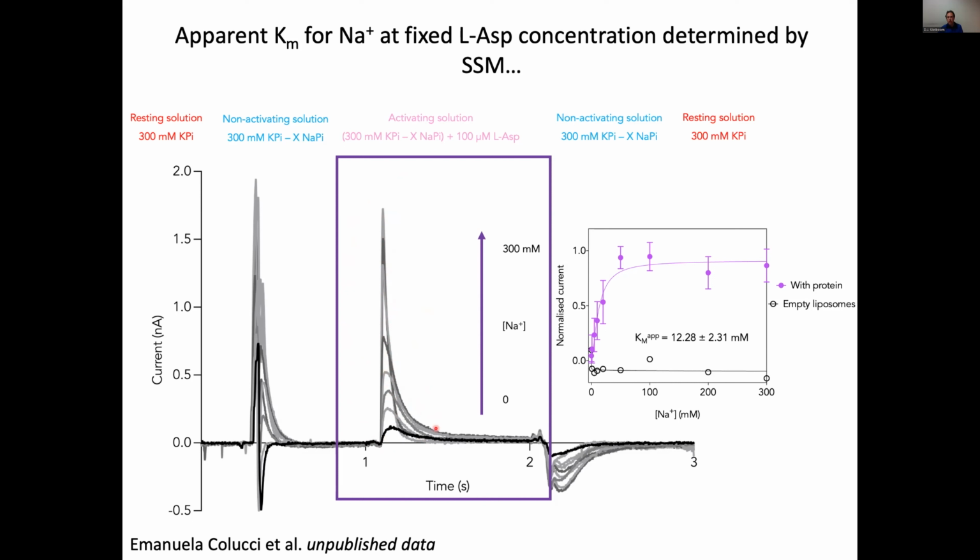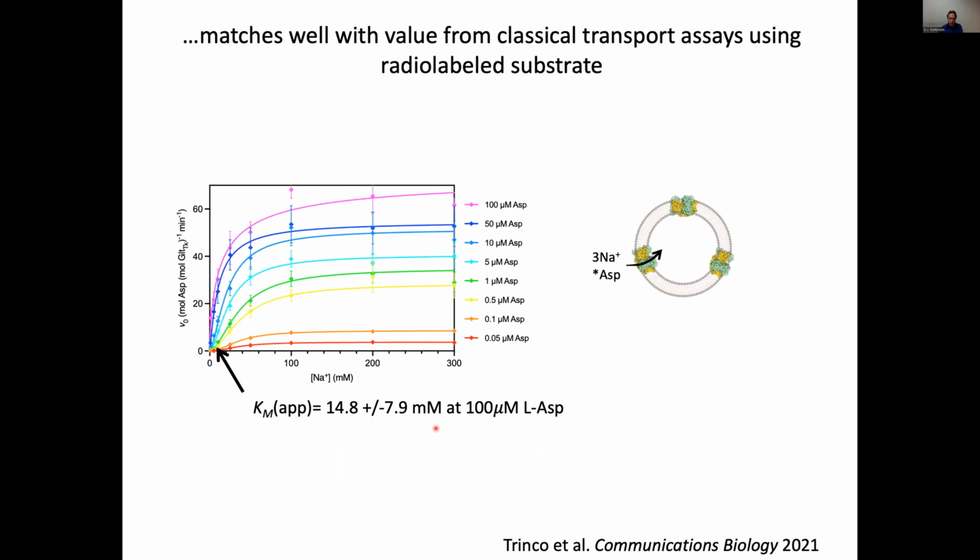So as I said, we find an apparent Km for sodium at a fixed aspartate concentration of 100 micromolar of 12 millimolar, and this is very similar to what we find in a very classical radio-labeled uptake experiment where we have proteoliposomes and radio-labeled aspartate, and we simply measure the rates of uptake at different sodium concentrations. And the purple one over here is the one at 100 micromolar aspartate, and that looks virtually identical to the SSM curve.